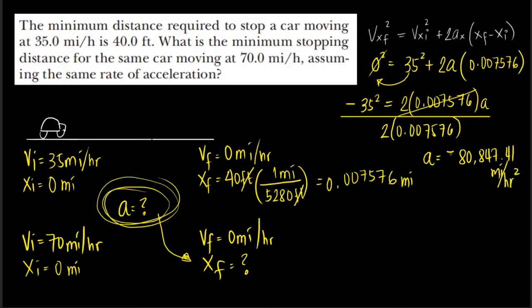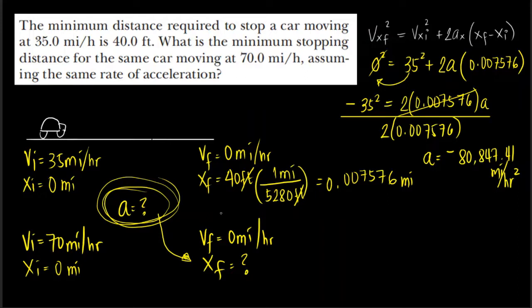Okay, since we should put into our brains that this car is going to stop, it's not accelerating, it's decelerating. So, our acceleration is negative. Okay, so, whether you like it or not, negative stays. Now that we have the rate of acceleration, let's look for x of f for the second scenario.